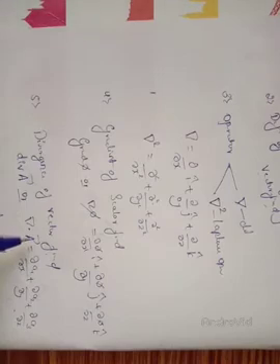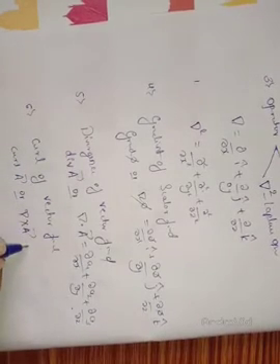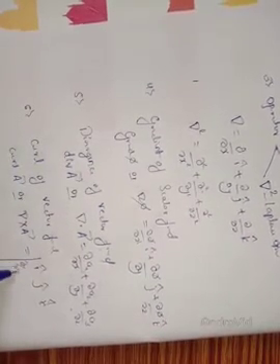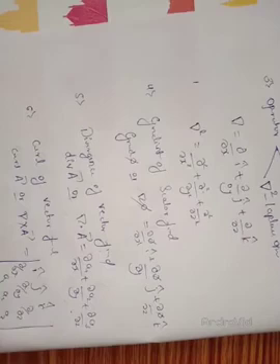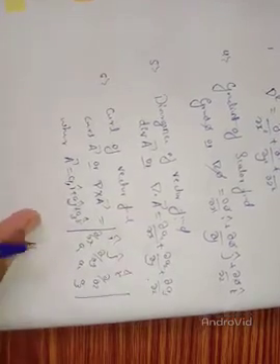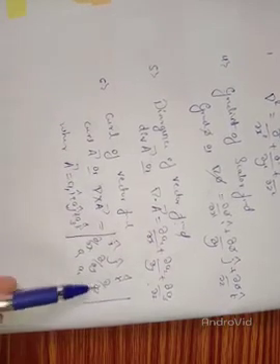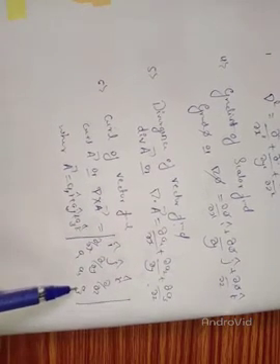Similarly, the curl of a vector field. Curl A, or del cross product with vector A, where vector A equals a1 i plus a2 j plus a3 k. It is the determinant with i, j, k in the first row, dou by dou x, dou by dou y, dou by dou z in the second row, and a1, a2, a3 in the third row. This is the definition of the curl of a vector field.